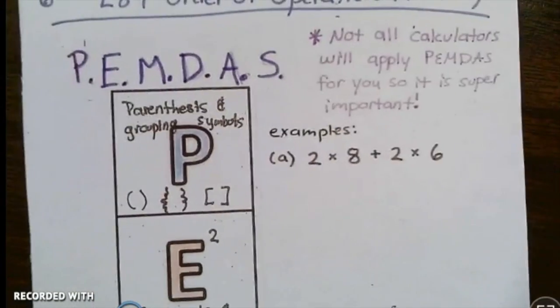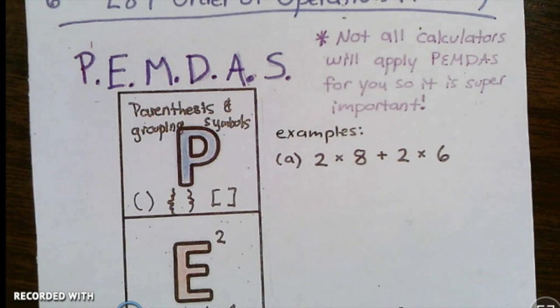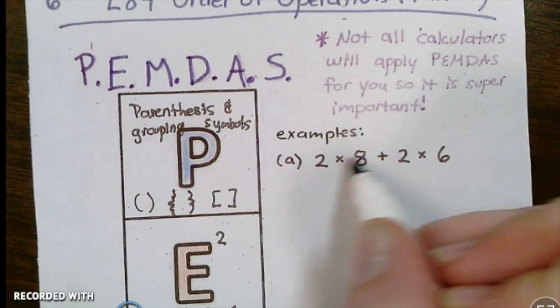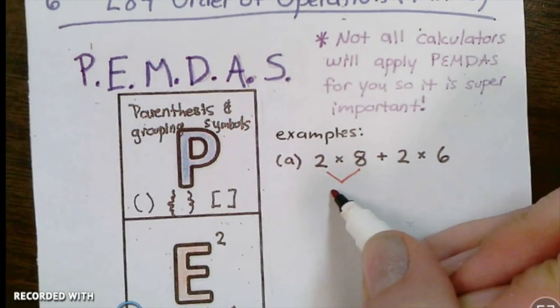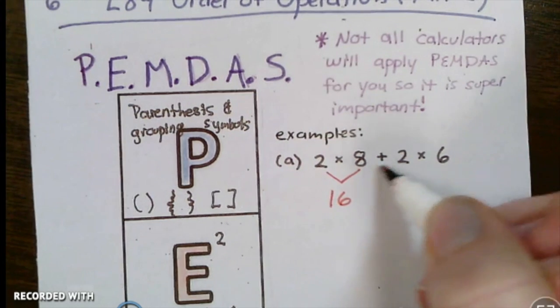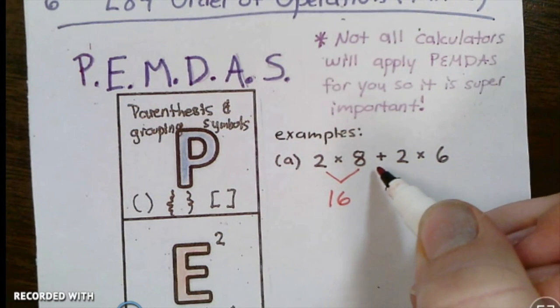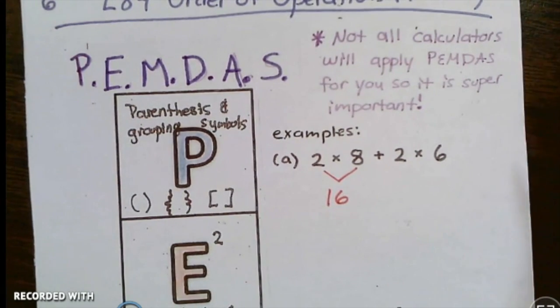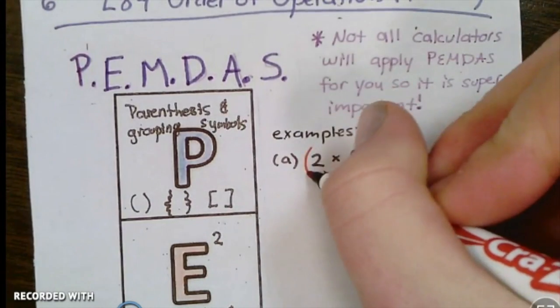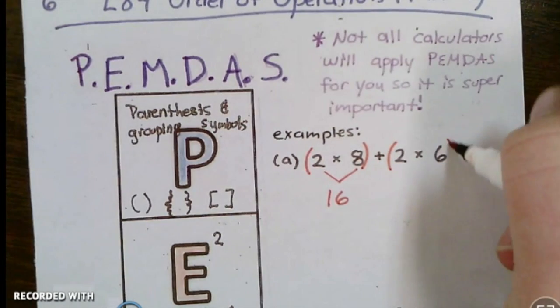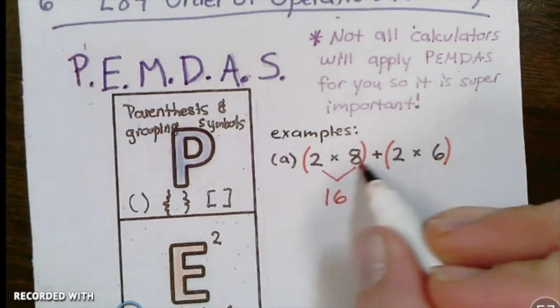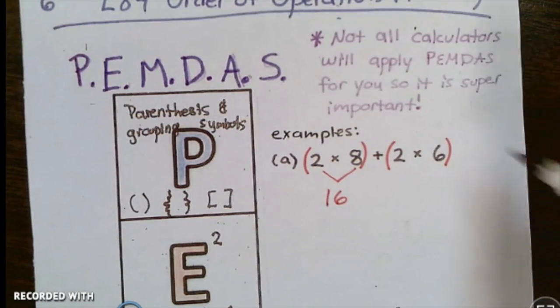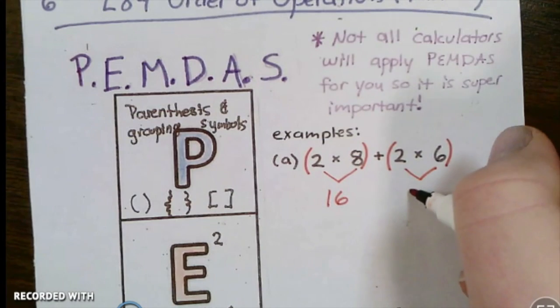Let's apply it with some examples. So here we got 2 times 8 plus 2 times 6. There's no parentheses. There's no exponents or square roots. So I go right to multiplication and division. Starting from the left, 2 times 8. All right, so 2 times 8 is 16. Now I get to a plus sign, and I'm going to skip over that because here is multiplication. And I have to do all the multiplication and division first. Sometimes I have students draw parentheses around multiplication and division so that way they don't get mixed up and add first. 2 times 6 is 12.